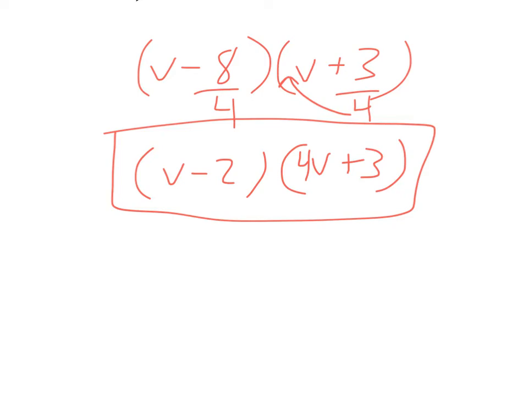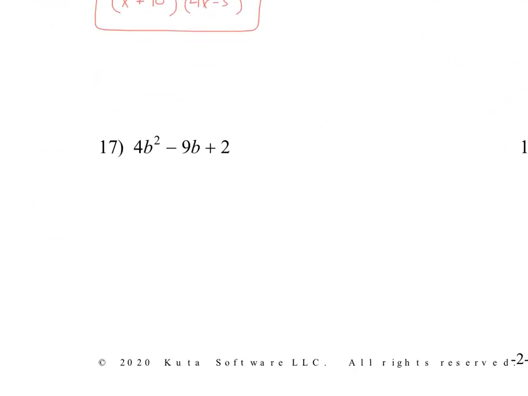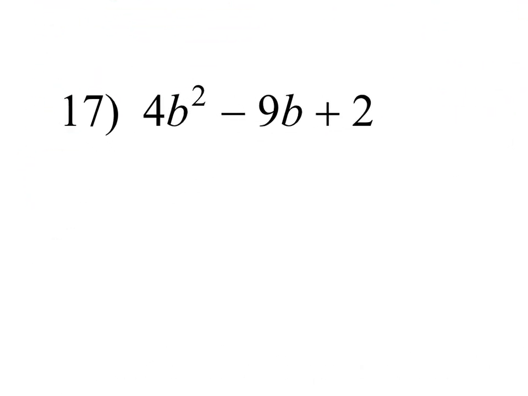Ready for the next one? Okay, 17. What do we do first? Multiply the two outsides. So what do we get? 8. So we need two factors of 8 that give us negative 9. 8 and 1. 8 plus 1 is 9, and both of them are negative. So now what do we do?